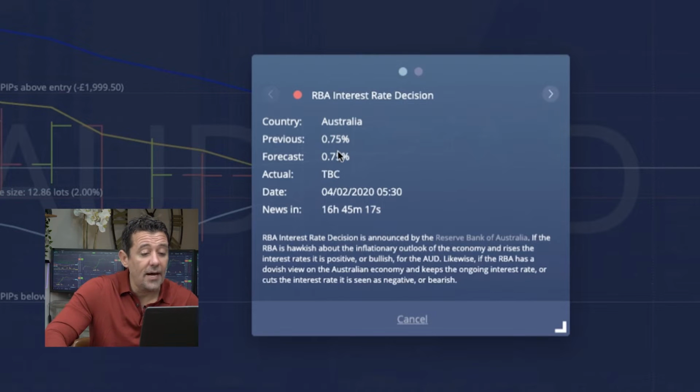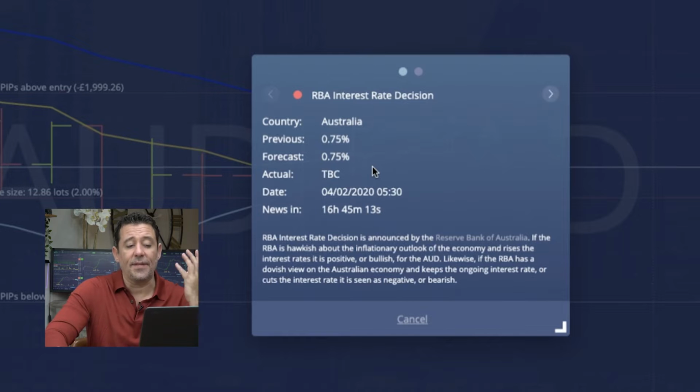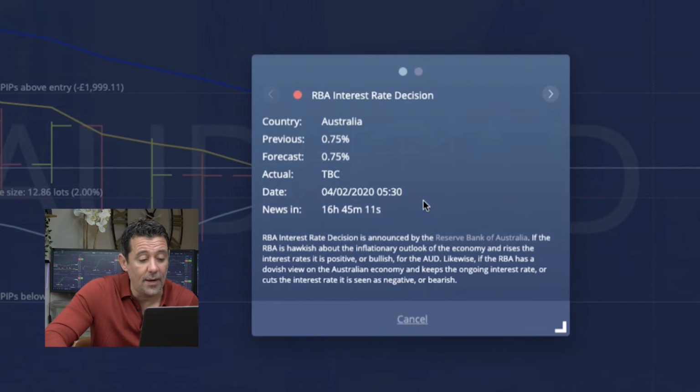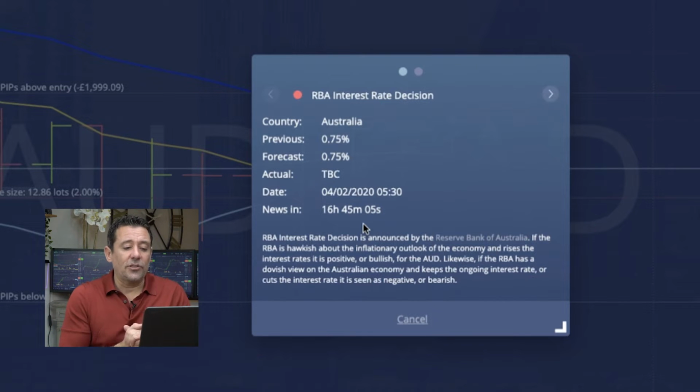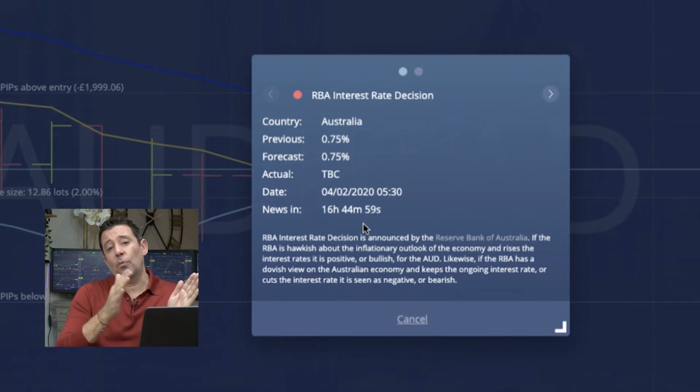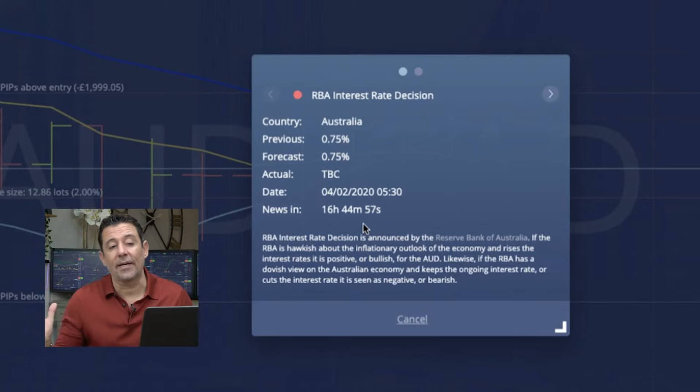And it says, this, of course, is the Royal Bank of Australia interest rate decision. Of course, it's Australia. The previous was 0.75%. The forecast is 0.75%. The actual, well, of course, that's to be confirmed when? In the next 16 hours and 45 minutes. So that's important. So this strategy has a time horizon for completion as to when you expect it to hit its target.